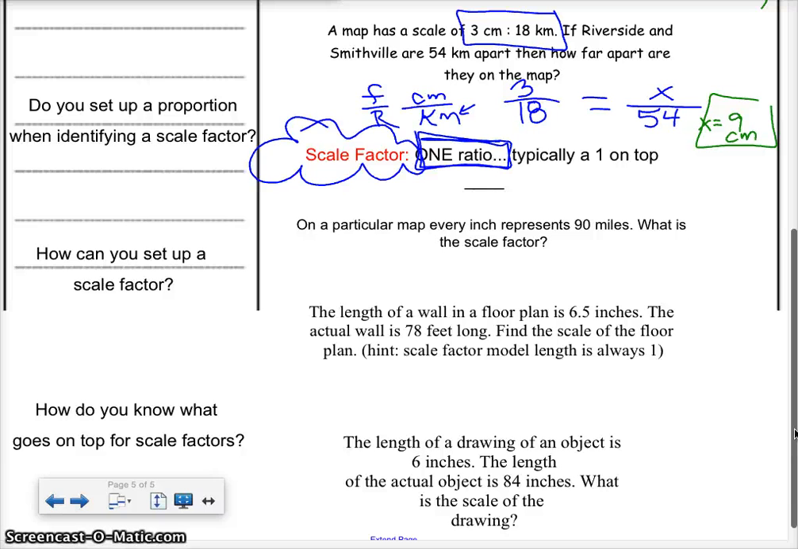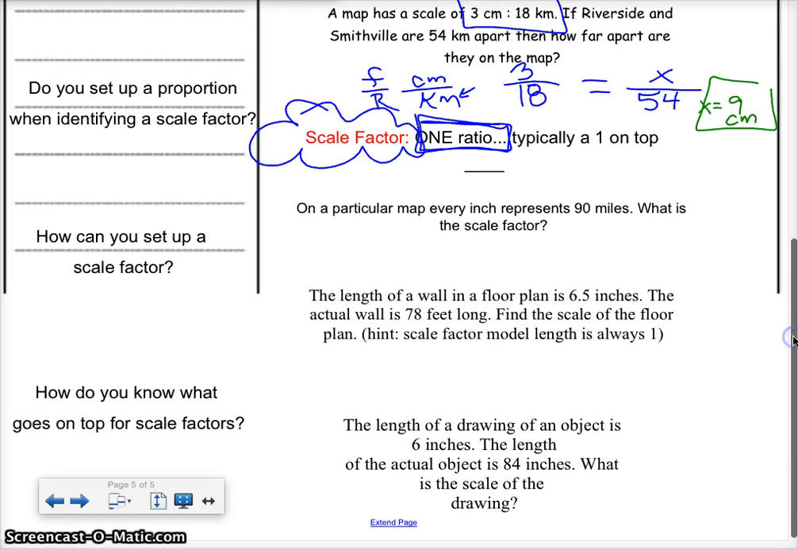Inch is to mile. Feet is to kilometers. Centimeters is to feet. Okay? You're comparing two things. So you need to have a ratio, a top and a bottom. Okay? It's just like unit rate, but backwards. Typically, you always have a 1 on top. If you read most scale factors, they always say 1 inch represents like 200 miles or something like that. Okay, so a 1 should be on top.